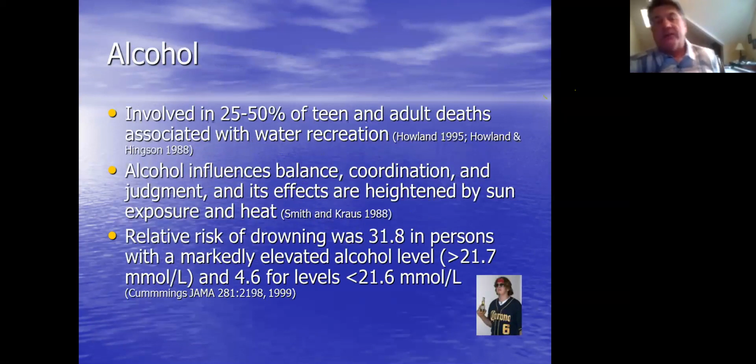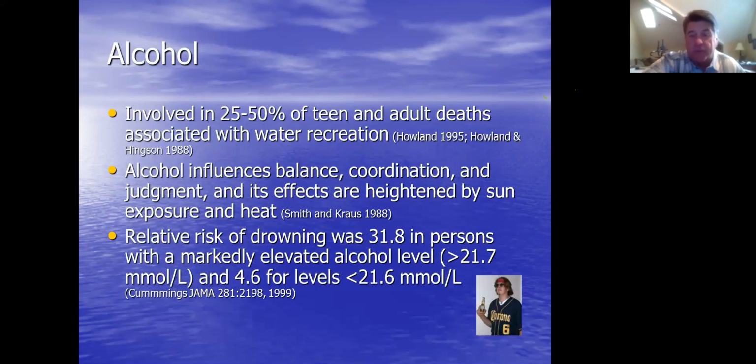In this particular study, it found that alcohol was involved in 25 to 50% of teen and adult deaths associated with water recreation. Alcohol, of course, influences balance, coordination, and judgment, and its effects are heightened by exposure to the sun. So not only are you in the boat drinking alcohol, you're also becoming dehydrated as the sun slowly boils you, and that alcohol concentration significantly increases.